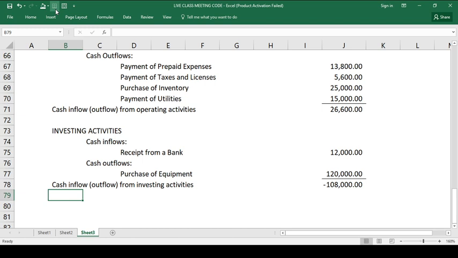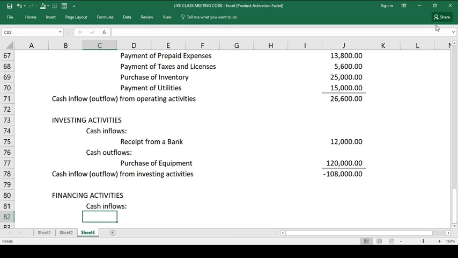Okay, third activity that we need to put in our statement of cash flow is the financing activities. So, same pa rin. We have the cash inflows. Tignan natin sa taas kung ano yung mga cash inflows related to the financing activities.